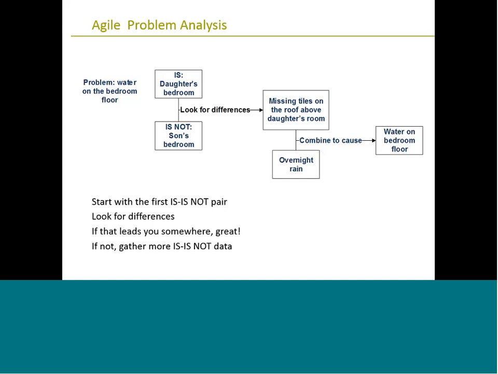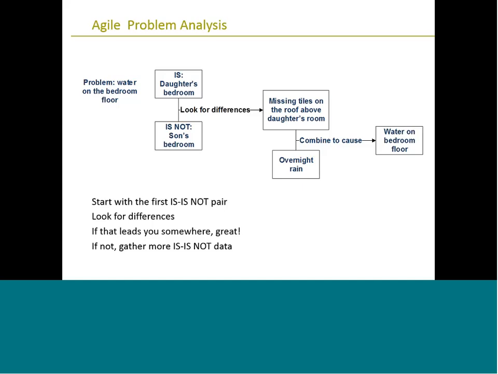So one day we found water on the bedroom floor, and we found it in only one bedroom and not the other bedroom. So I go outside and I look up and I see missing tiles. And guess what? There's also water outside on the grass. So I guess there's been overnight rain. There's the cause in a moment.